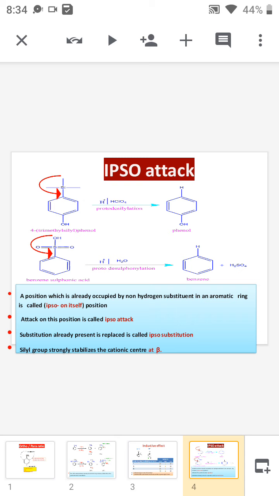And the speciality of this reaction is that while we are attacking the electrophile at the silyl position, a carbocation is generated at the carbon atom in the beta position. The cation generated in the beta position is highly stable. So that's why silyl attack is more possible in ipso attack.